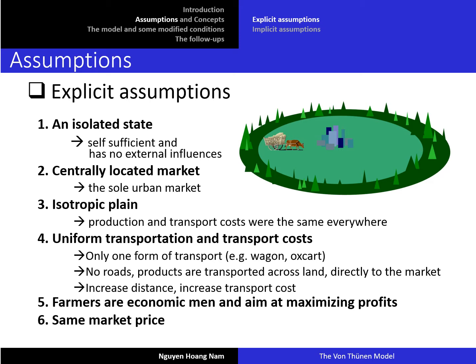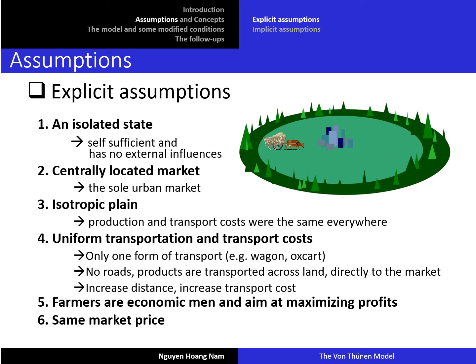No roads and products are transported across land directed to the market. So we choose the shortest way to go to the market. Increased distance, increased transport cost. This point is easy to understand. It's longer distance, will cost you more transport costs.